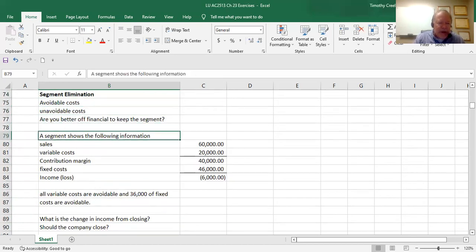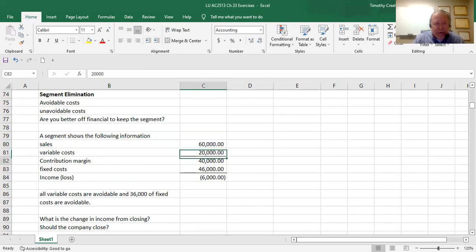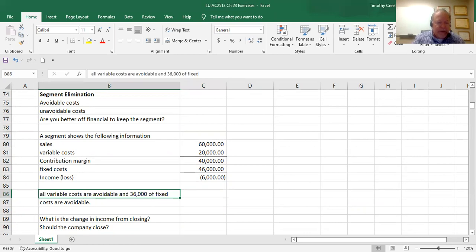A segment shows the following information: sales of 60, variable cost of 20. So that would give us a contribution margin of 40,000, fixed cost of 46. So that would give us a net loss of $6,000. Now, if we decide to do away with this segment, all variable costs are avoidable, and 36,000 of fixed costs are avoidable.